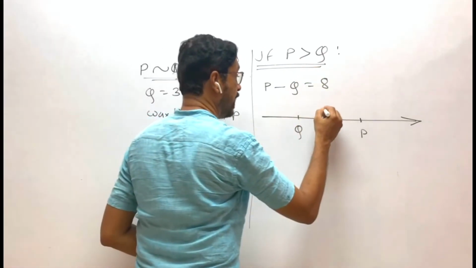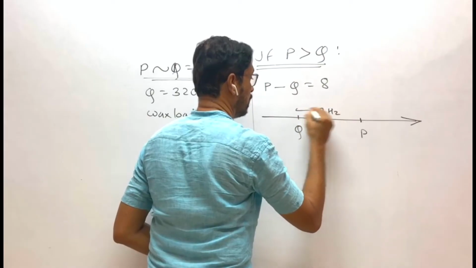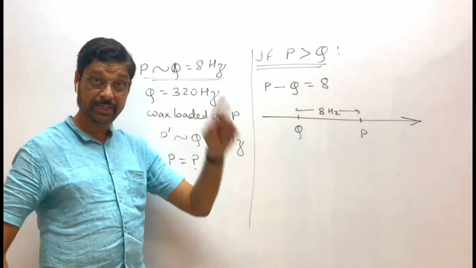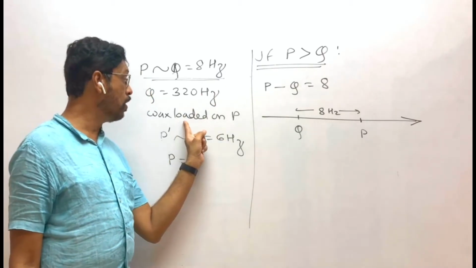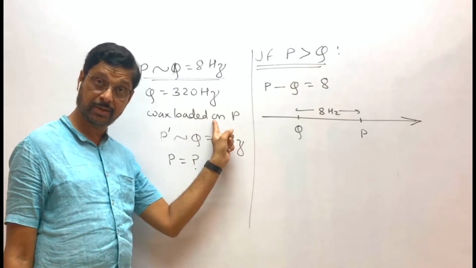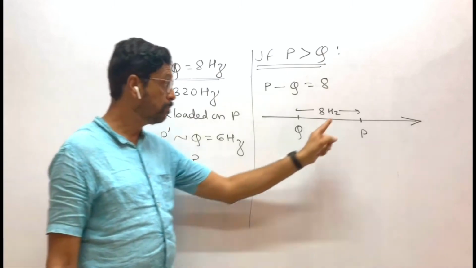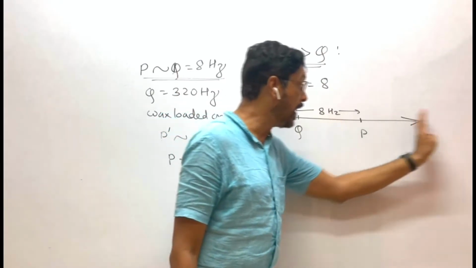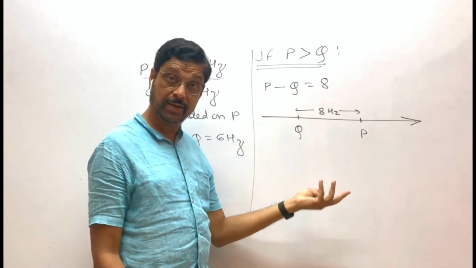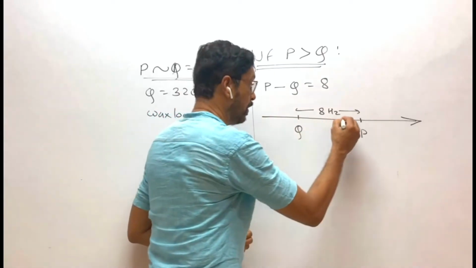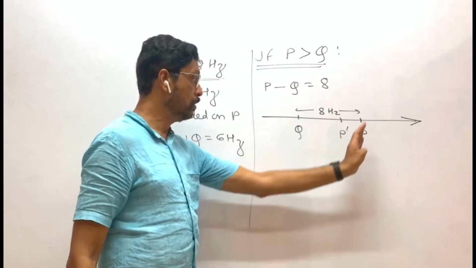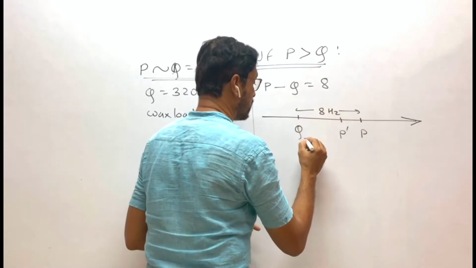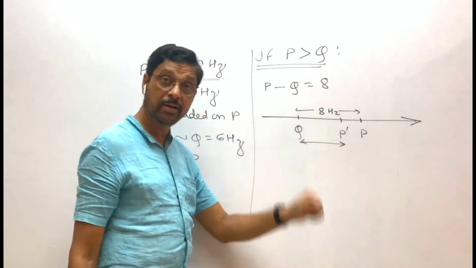और इनका डिफरेंस कितना है? 8 hertz. Their difference is 8. Correct? This is the first condition. Now he says, when prongs of P are loaded with wax, its frequency will decrease. Wax add करने के बाद P की frequency कम हो जाएगी, तो वो right में जाएगी कि left में जाएगी? Obviously, it will decrease, means it will go towards left. So new frequency of P dash will be here, P के left में. तो अब डिफरेंस यानी कि नंबर ऑफ बीट्स क्या हुआ? बढ़ा कि कम हुआ?